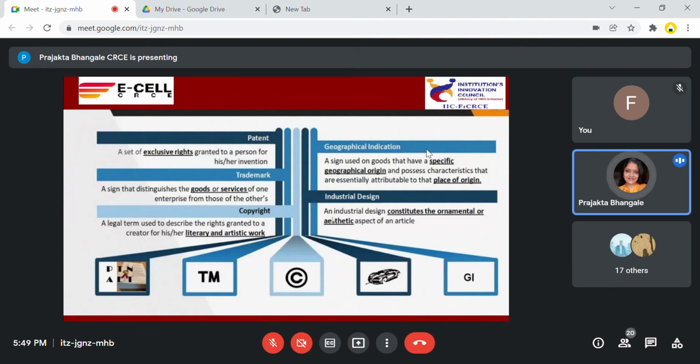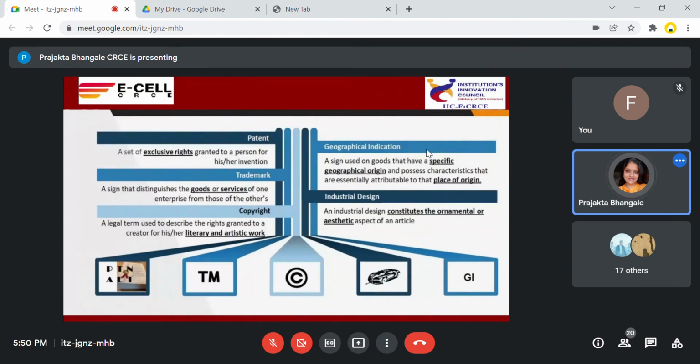Then industrial design. Industrial design constitutes the ornamental or aesthetic aspect of an article. Any kind of aesthetic aspect, any kind of design, like a car, you can have the car design. You can see the example over here. Under patent you can see it is pointing to this. So it is something as a patent. Okay. Then the trademark is TM. Then copyright like this. Then geographical indication is GI. Then industrial design is this car. So anything where some design is there related to aesthetics comes under industrial design.